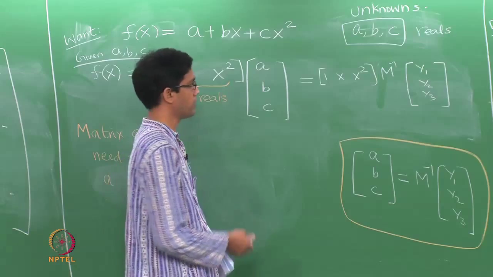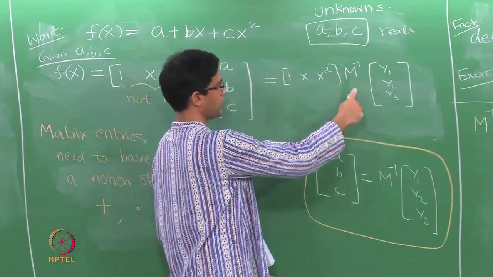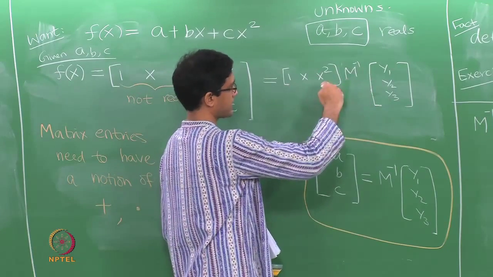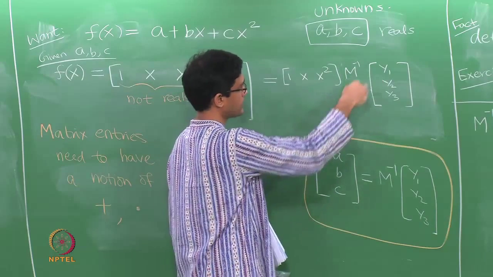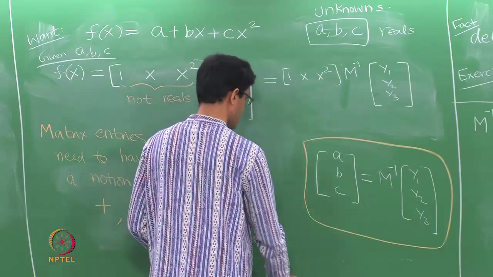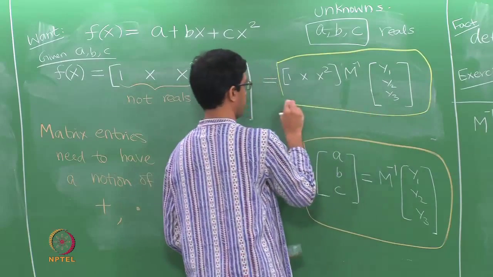Okay, so we have the polynomial f of x can be obtained in the following fashion. You take the matrix M inverse and you sort of sandwich it between a row vector and a column vector, the row vector being the entries 1, x, x squared, the column vector having entries y1, y2, y3. Okay? So this is the sort of the final expression. Here's the polynomial f of x that one wanted.